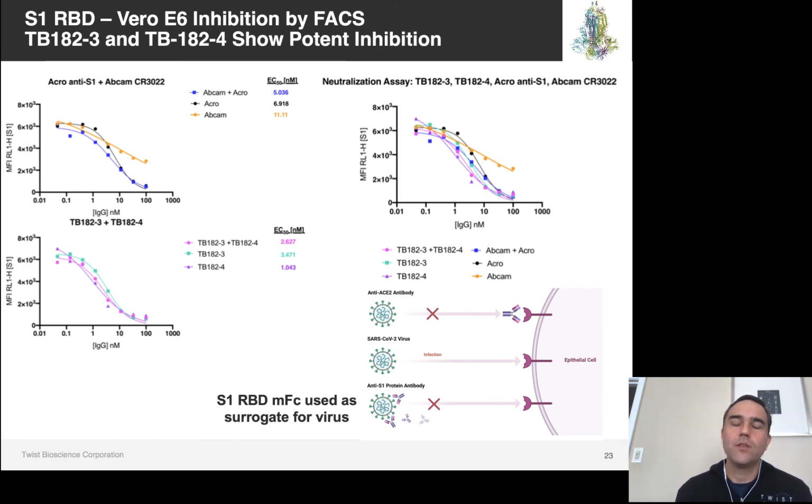We also developed a cell-based assay where we took, again, the Vero E6 cells, which express ACE2, and we tried to see whether we can compete off the interaction between S1-RBD and our antibodies for binding to the cell line. And what we see is that for our top S1 antibodies, TB182-3 and 4, we see nice, potent nanomolar IC50s in this assay, where we can block the interaction between S1 and ACE2. And the IC50s that we see are very comparable or even better than the CR3022 control as well as the Acro control that we used.